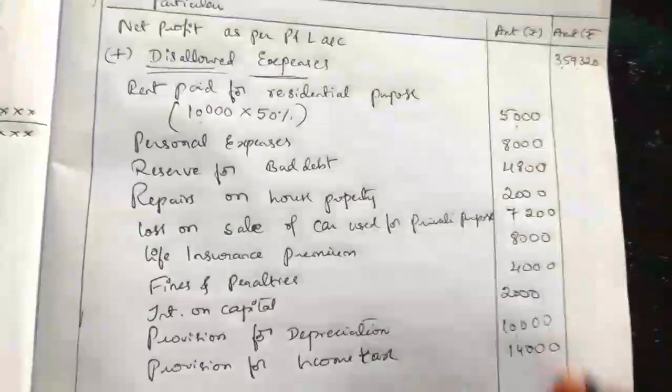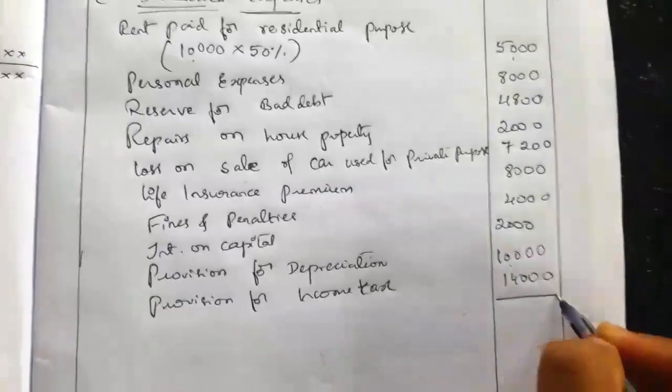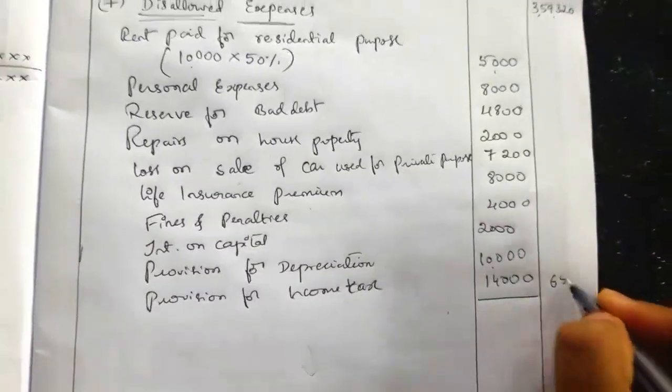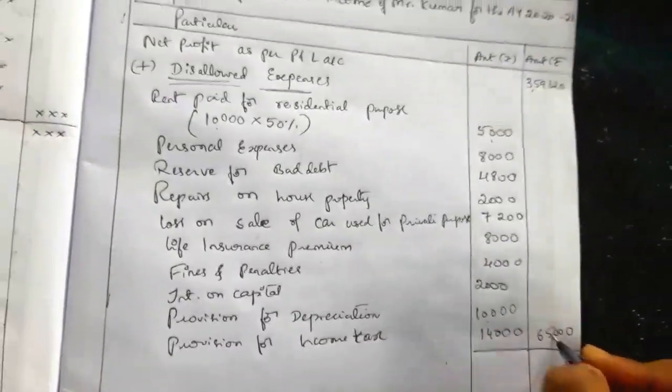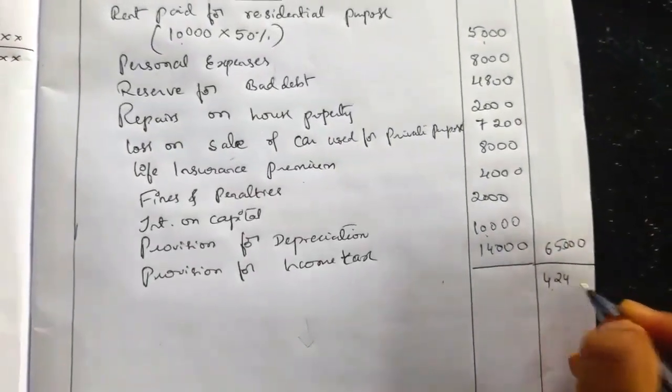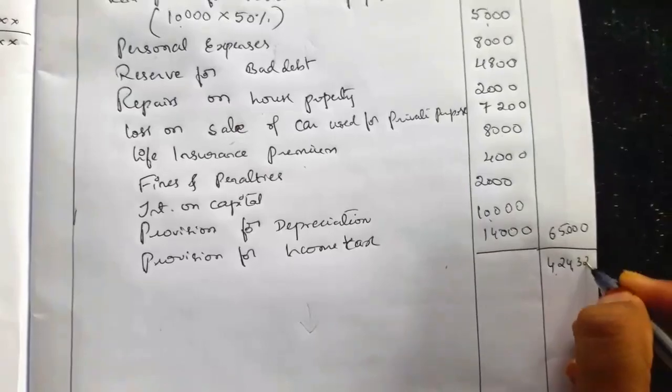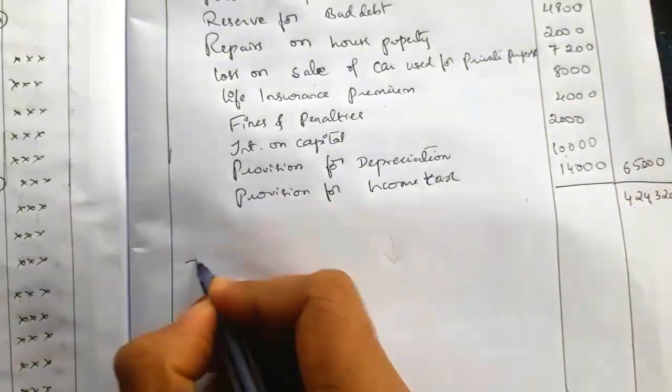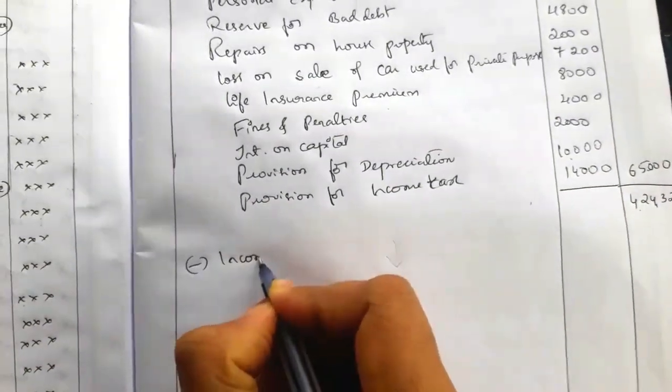Now we have to total the debit side, the disallowed expenses. It comes to 65,000. If you add this 65,000 to the net profit, it is equal to 4,24,320. Next we have to take the income to be treated separately.